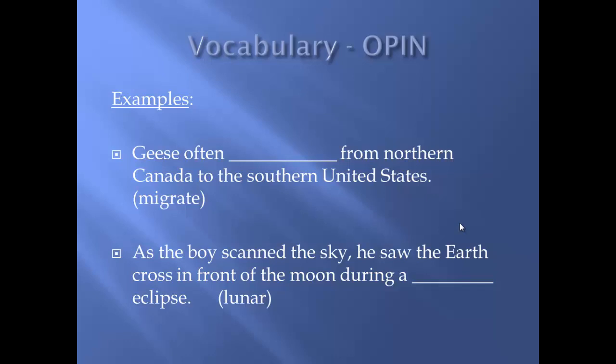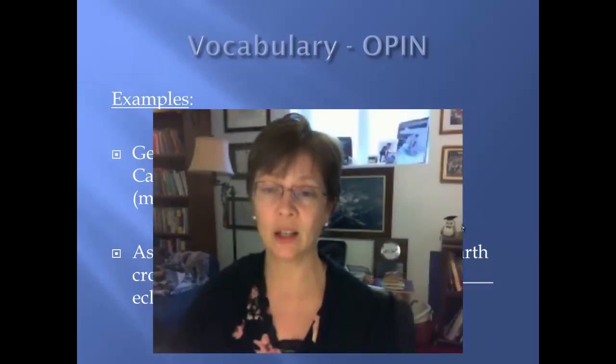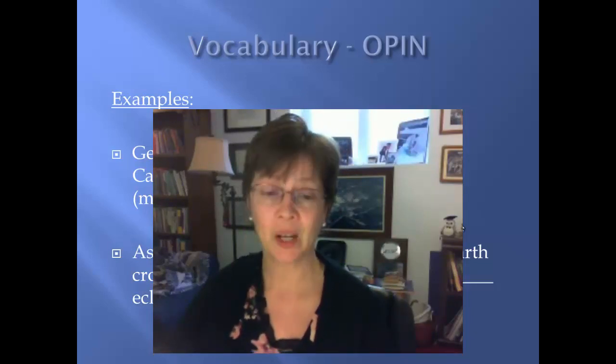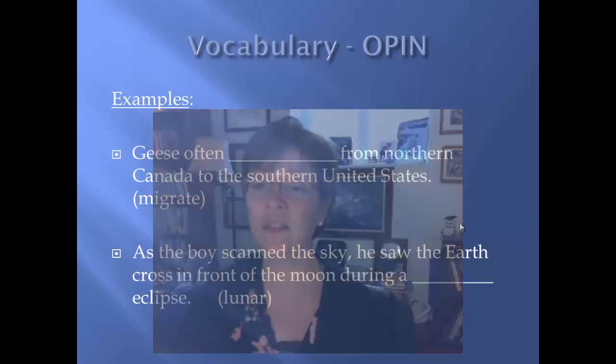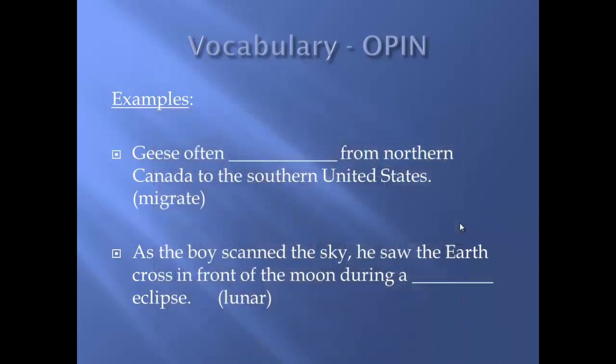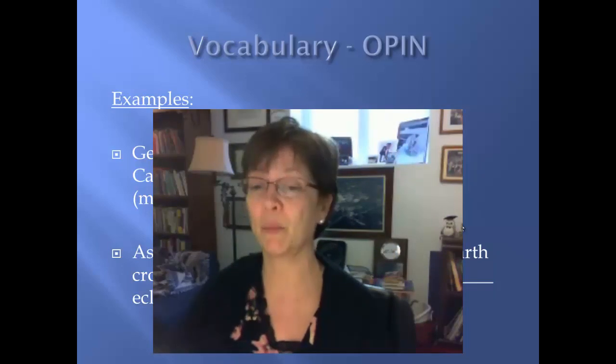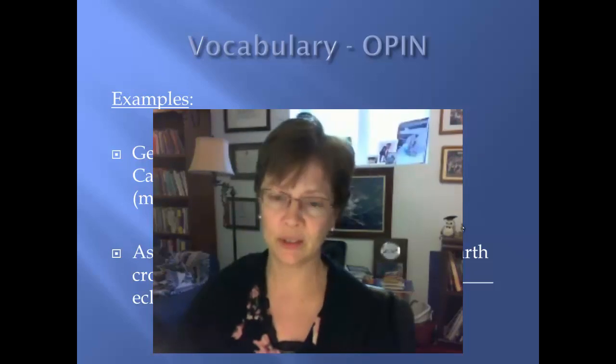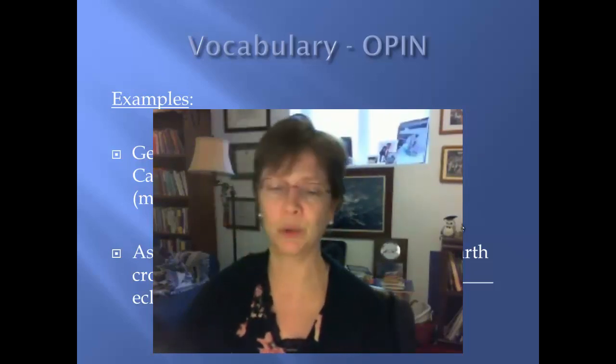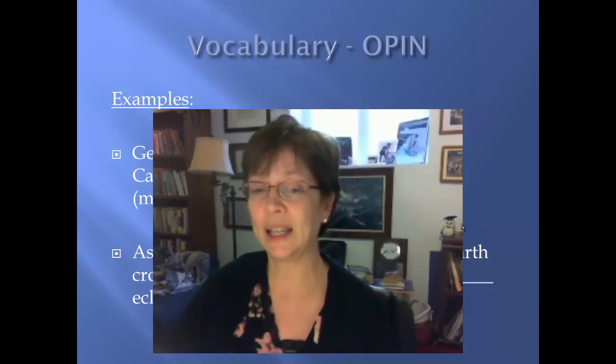So when they came into their group of 3, maybe one person used fly, the other 2 people used migrate, they would have to have a discussion as to why migrate is the correct term and not fly. Another example is, as the boy scanned the sky, he saw the earth cross in front of the moon during a blank eclipse. What you're looking for is lunar eclipse. So then they would complete all of these words and then they would get together. Now somebody might have thought he saw the earth cross in front of the moon during a solar eclipse, which would then give the students a discussion of why solar is the incorrect word but lunar is the correct word.